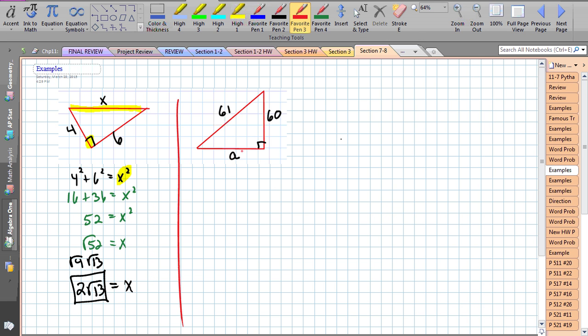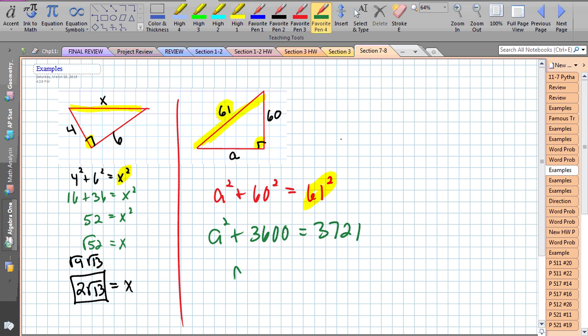Let's try another one in here. This one's going to be a squared plus 60 squared equals 61 squared. Please ask yourself, do I know why the 61 is all by itself in here? That's because it's the hypotenuse. So in this case, what is 60 squared? I think that's 3600. And 61 squared, I'm not familiar with 61 squared. That's going to be 3721. So I move the 3600 to the other side, so a squared equals 121.